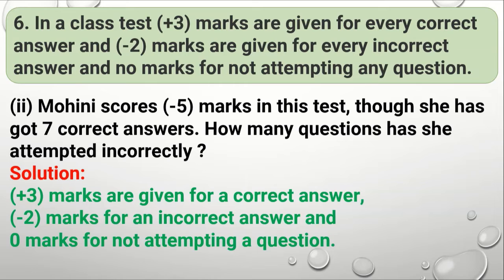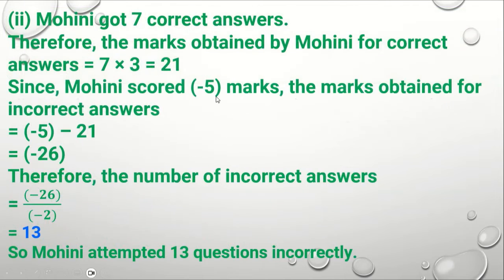Next, in a class test, plus 3 marks are given for every correct answer and minus 2 marks are given for every incorrect answer and no marks for not attempting any question. Mohini scores minus 5 marks in her test, though she has got 7 correct answers. How many questions has she attempted incorrectly? So we know plus 3 marks for correct answer and minus 2 marks for incorrect answer and 0 for not attempting a question.